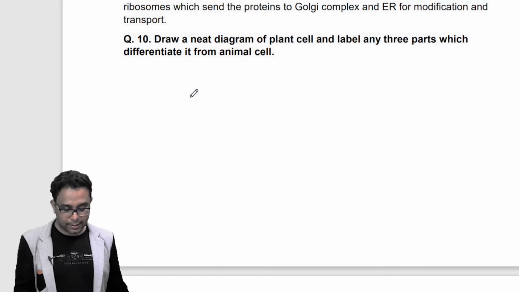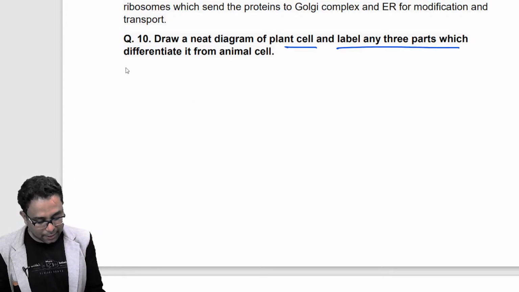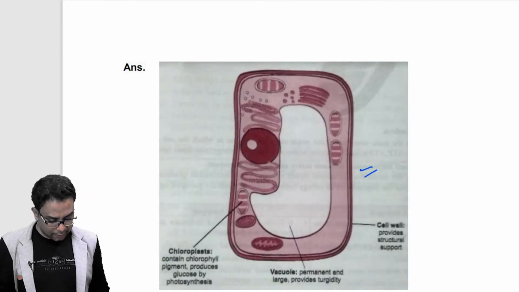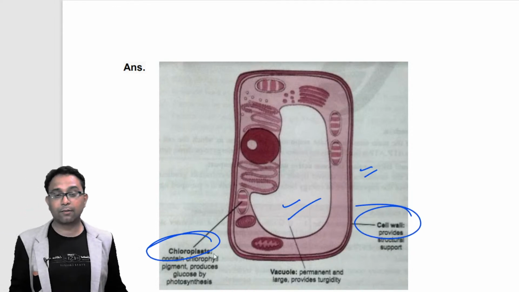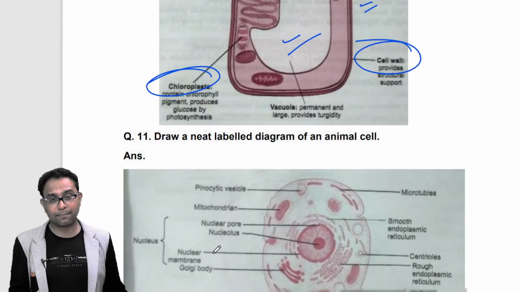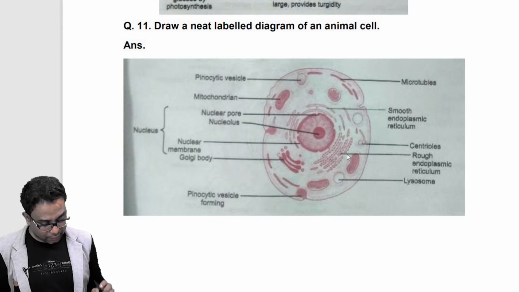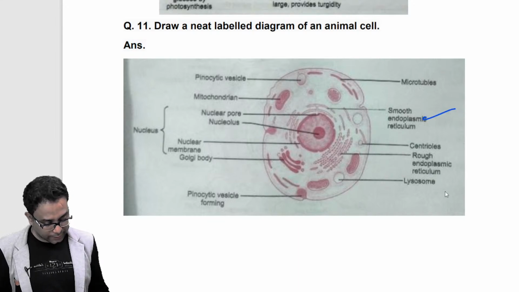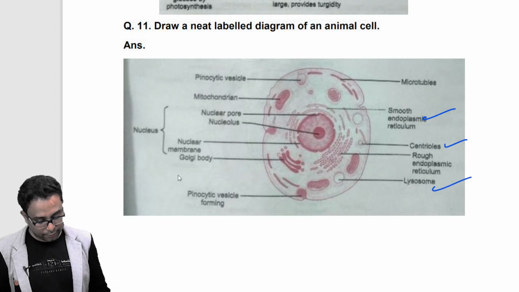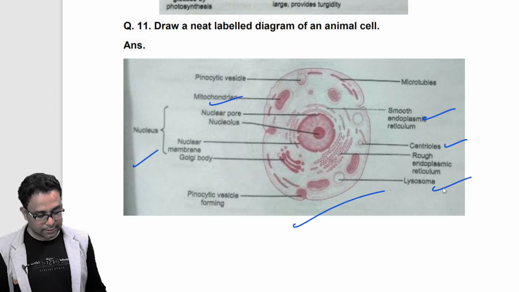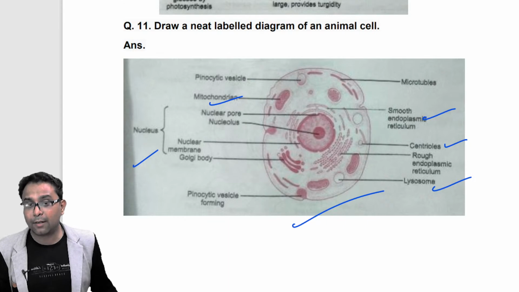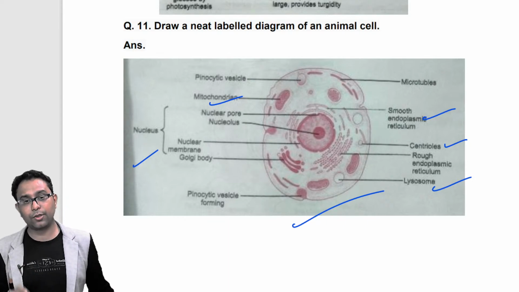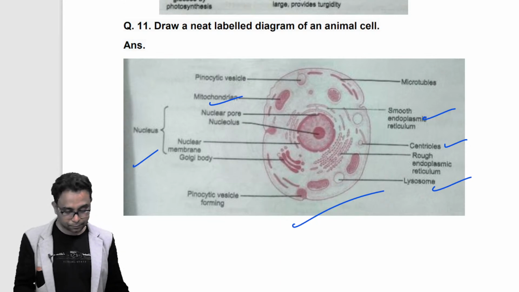Next, draw a neat diagram of the plant cell and label any three parts. Right now, this is the most common picture. It is a plant cell, the vacuole is there, chloroplast is there and the cell wall is there. This is the most common structure present in the plant cell. This is the animal cell, a very good picture, with smooth endoplasmic reticulum, centriole, lysosome, nucleus and mitochondria. Please draw this picture before your exam, because one of these pictures will surely come in your final term exam, right? Next question.